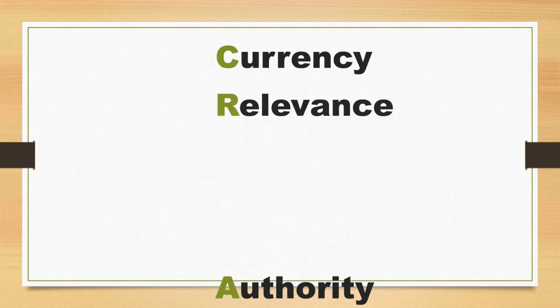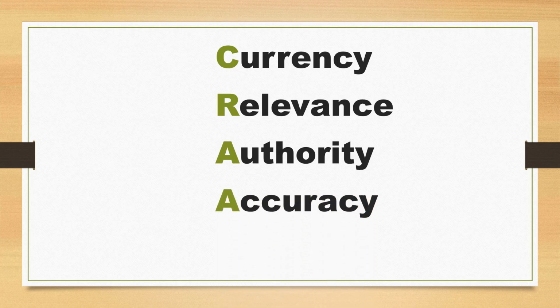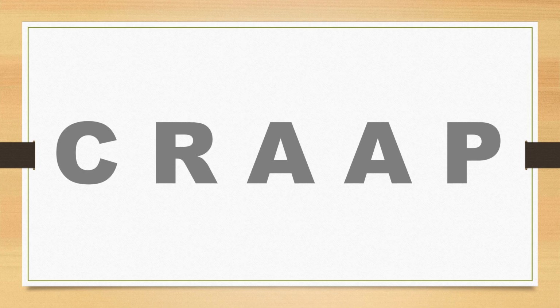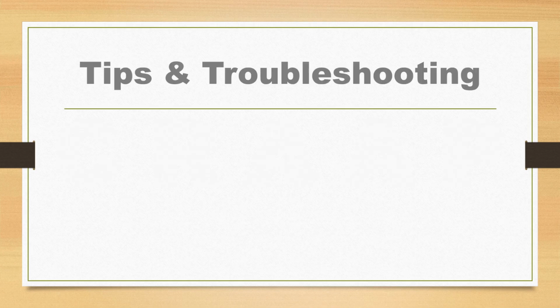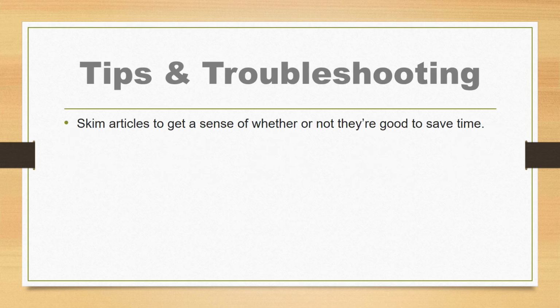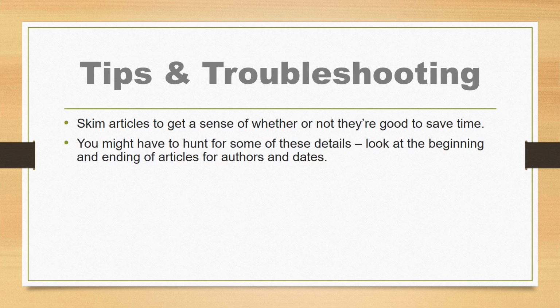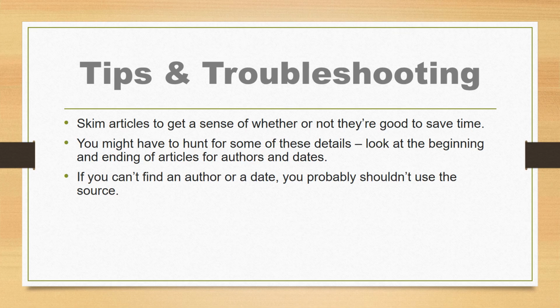Currency, relevance, authority, accuracy, and purpose. CRAAP. And now a couple of tips and some troubleshooting. You want to skim articles to get a sense of whether or not they're good to save time. That's perfectly acceptable. You might end up having to hunt for some of these details, which is also totally normal. Look at the beginning and ending of articles for authors and dates. If you can't find an author or a date, you might not want to use that source. It probably is not high enough quality for you to use in your paper.